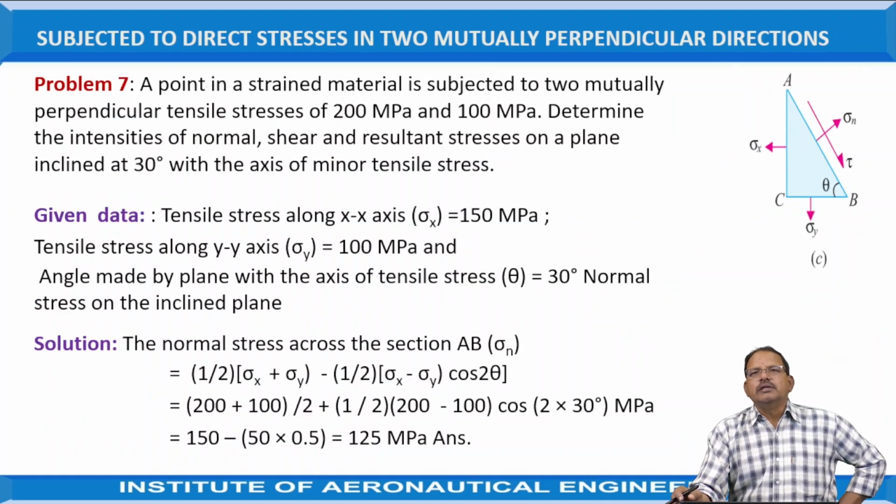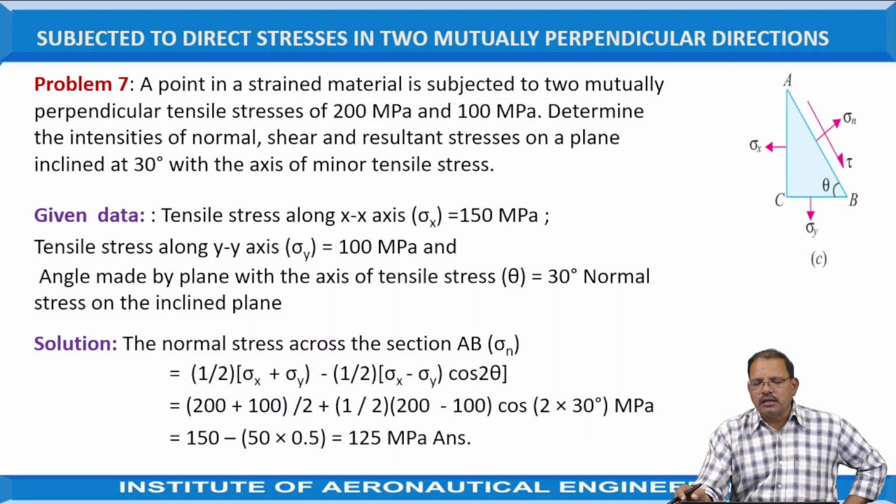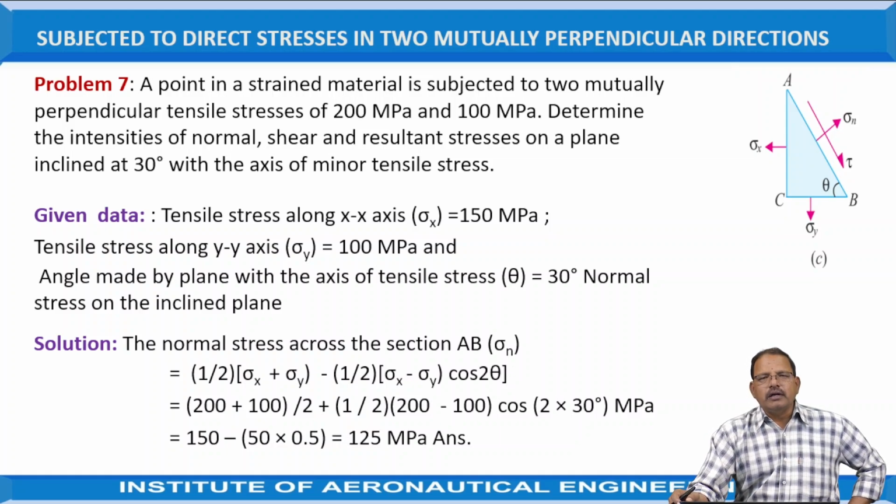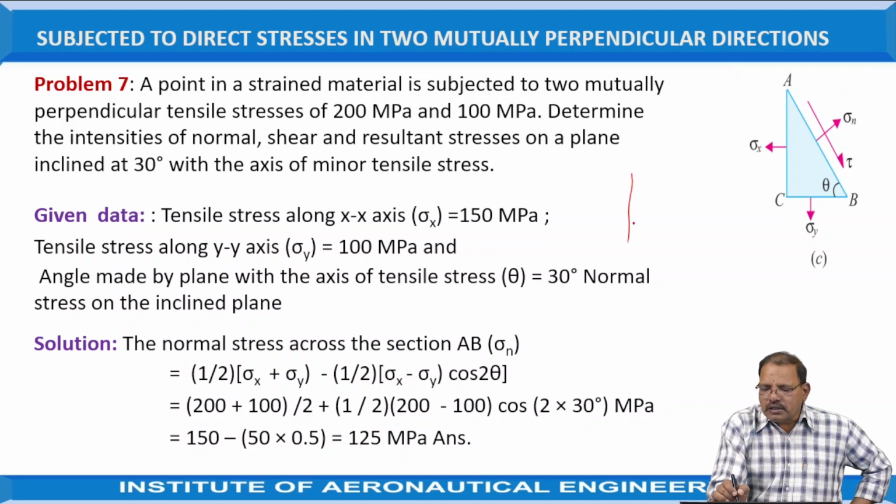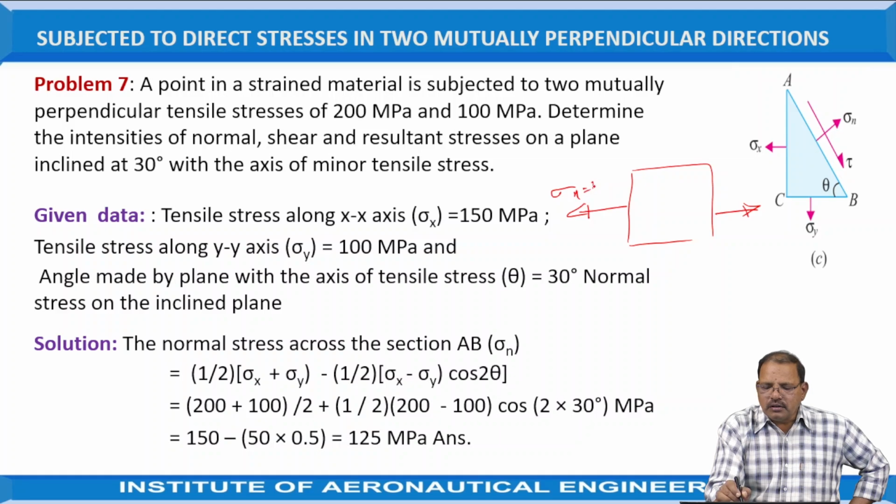A point in a strained material is subjected to two mutually perpendicular tensile stresses, 200 megapascal and 100 megapascal. Determine the intensities of normal, shear and resultant stresses on a plane inclined at 30 degrees with the axis of the minor tensile stress. The given data in the problem: if I draw the figure like this, the tensile stress along the x-axis, sigma x, is equal to 200, and the other stress is 100.